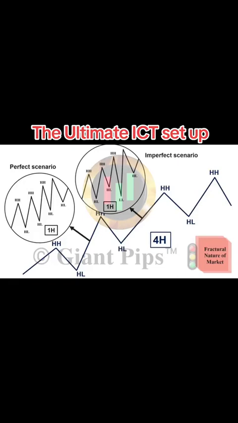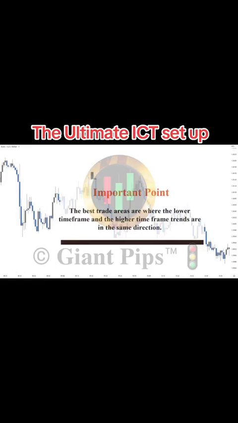When traders see these fakeouts, they think that the price will reverse and they go short in the supply zone and get stopped. So if you have in-depth knowledge of the market structure, you will realize that since the higher time frame is bullish, you will find an order block and go with the dominant trend. So here is an important point. The best trade areas are where the lower time frame and the higher time frame are in the same direction.